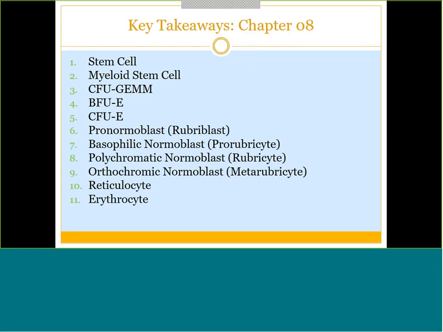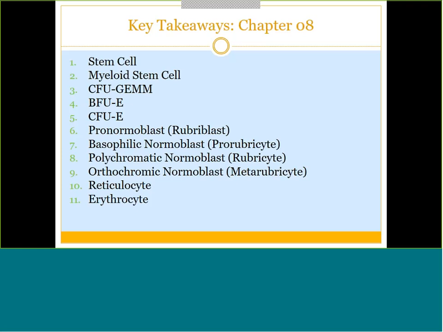So here is the order of cells from the start, the hematopoietic stem cell, all the way down to the mature erythrocyte. You do need to know this order as it exists here. So again, it goes stem cell to myeloid stem cell to CFU-GEMM, BFU-E, CFU-E. All of that is not visible to our eye. If we looked at it under a microscope, we could not identify those first 5 cells there.